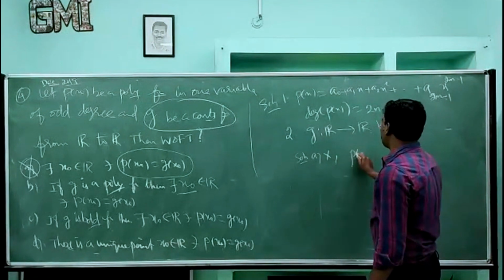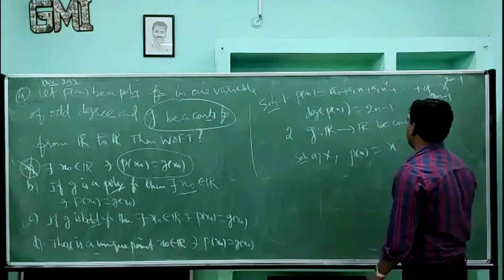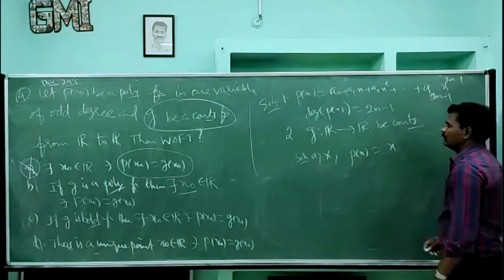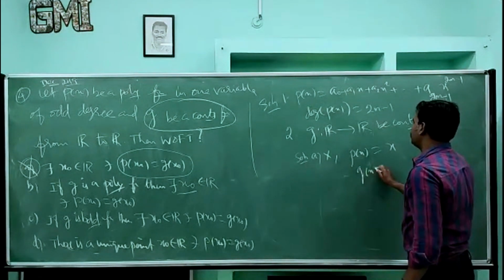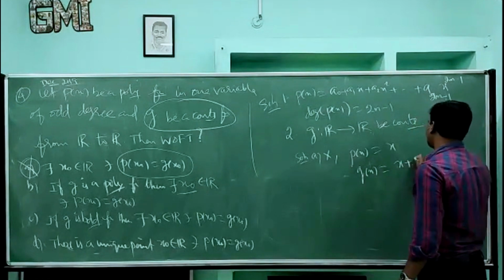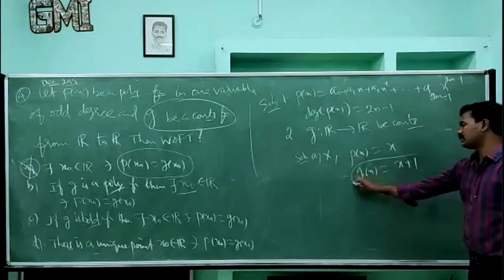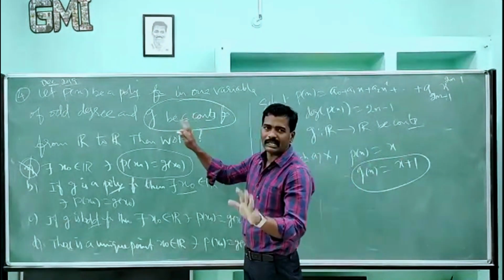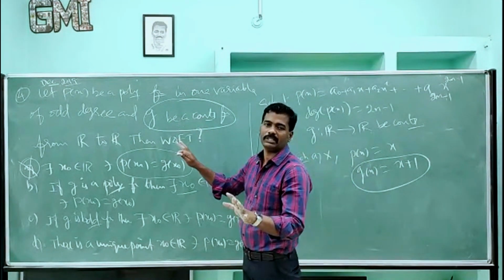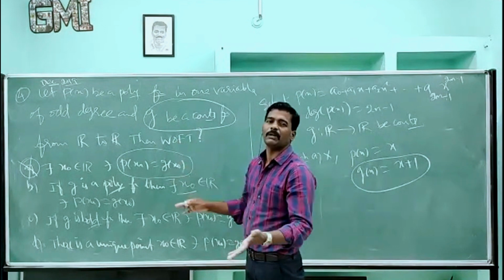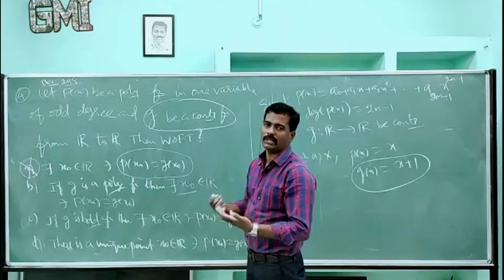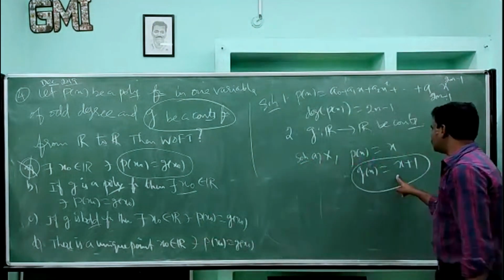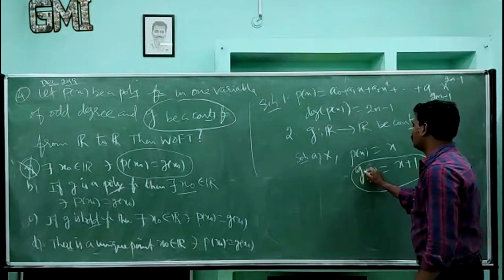I can choose P of x equal to x. The identity function is a polynomial of degree 1. This is odd degree. And G of x is equal to x plus 1. This is a continuous function, not necessarily a polynomial. They said just continuous, but I am choosing G also a polynomial, and a polynomial is also a continuous function. So I choose only this function, G of x.